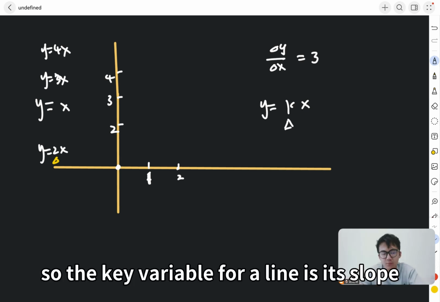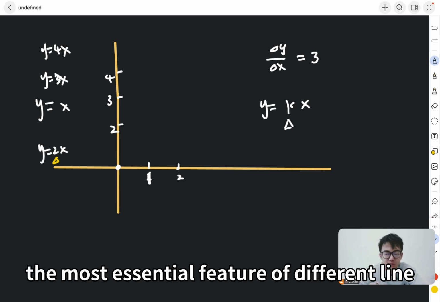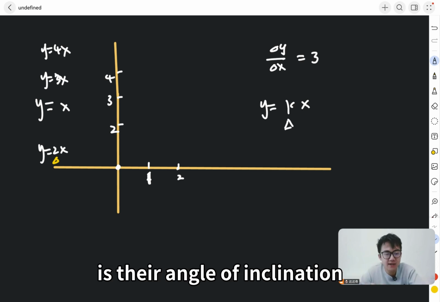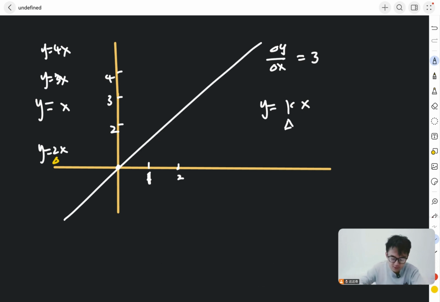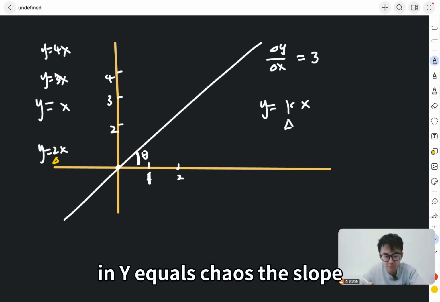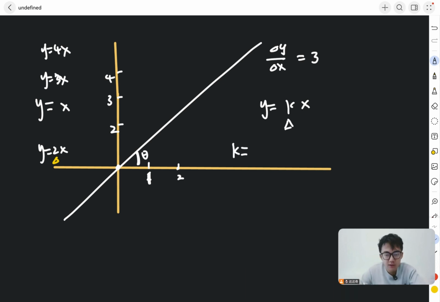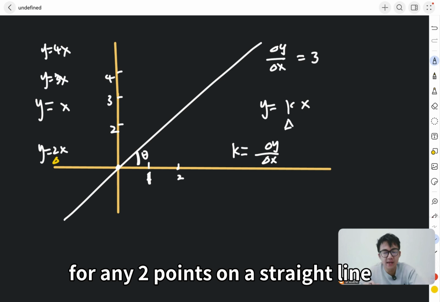So the key variable for a line is its slope. When we look at a coordinate plane, the most essential feature of different lines is their angle of inclination. This property is perfectly captured by the slope k in y equals kx. The slope, defined as delta y over delta x, is constant for any 2 points on a straight line.